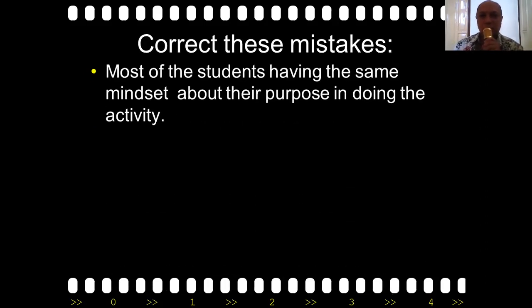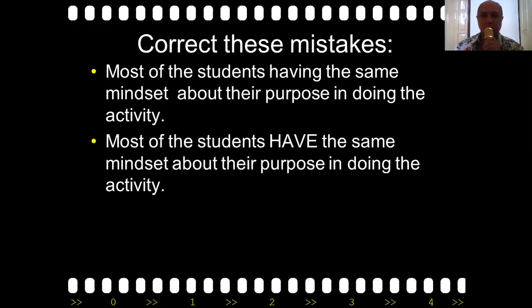Most of the students having the same mindset about their purpose in doing the activity. Okay, scan it for a while and try to figure out why this sentence is incorrect. Got it? Okay, this is the correct version. Most of the students have the same mindset about their purpose in doing the activity. See why this sentence is wrong?